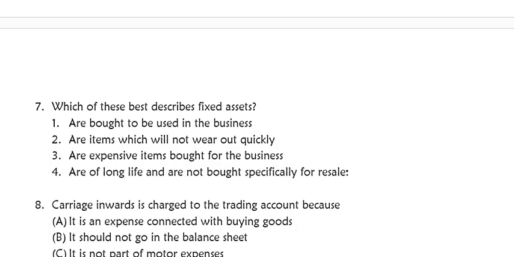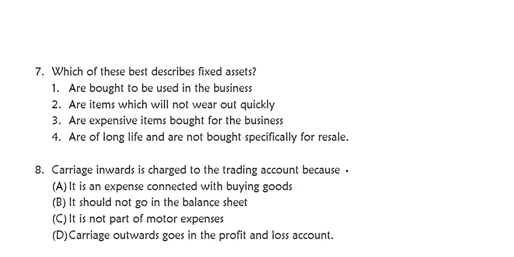Which of these best describes fixed assets about to be used in the business? Not really. That may not be the best description of fixed assets. Items which will not wear out quickly? Fixed assets wear out. Are expensive items bought for the business? Yes, they are expensive, but that may not best describe what fixed assets are. Are of long life? Yes. And are not bought specifically for sale. So here the answer is 4. 4 is the correct option. That option best describes your fixed assets. They are of long life and are not bought specifically for sale.